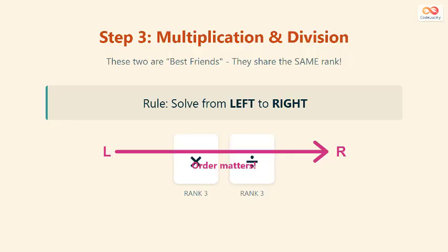Now we reach a very important rule. Multiplication and division are actually equal in rank. They are best friends. You do not just do multiplication before division. Instead, you must solve them from left to right, whichever comes first. Think of reading a book. If you see division first on the left, do that first.